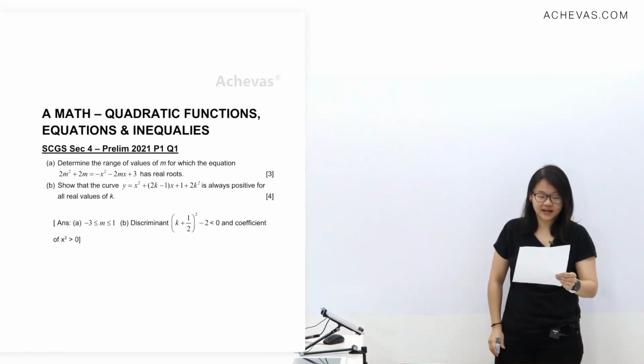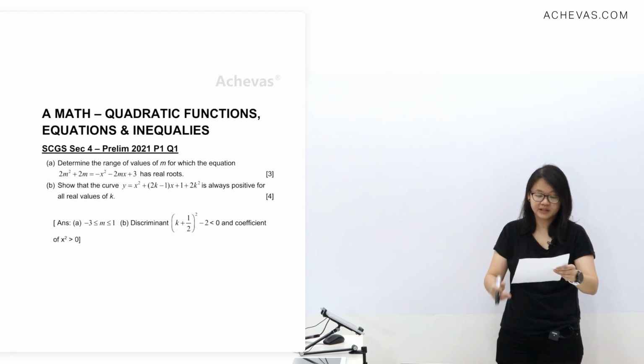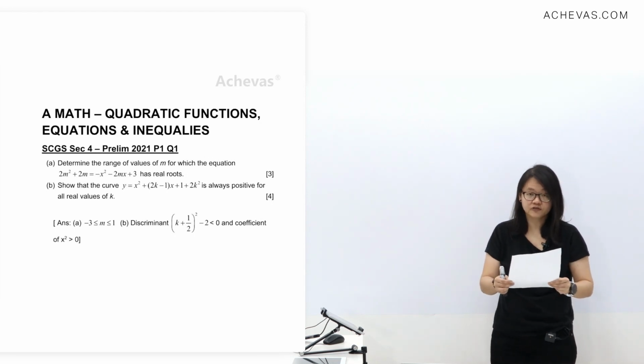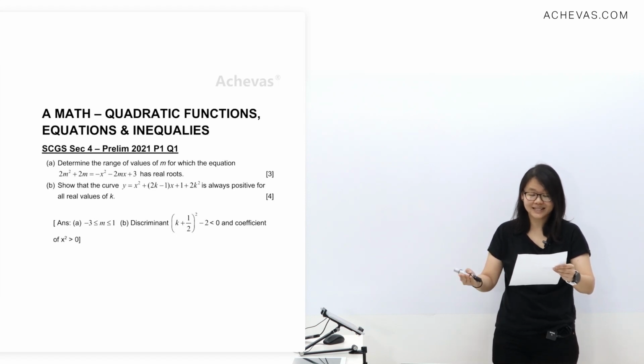Today, let us take a look at SCGS Sec 4 Prelim 2021 P1 Question 1. Determine the range of values of m for which the equation 2m squared plus 2m equals minus x squared minus 2mx plus 3 has real roots. Okay, so from the keyword of real roots, we already have some information to start with, but we don't know whether it's same or different.